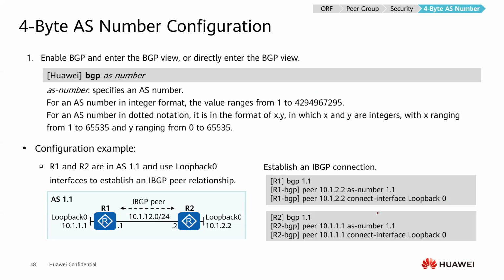And for the configuration, it's just the same as the 2-byte AS number, just the BGP AS number. And for the 4-byte AS number, you can use the X.Y format to set it. So this is the example, just bgp 1.1 to set the 4-byte AS number.